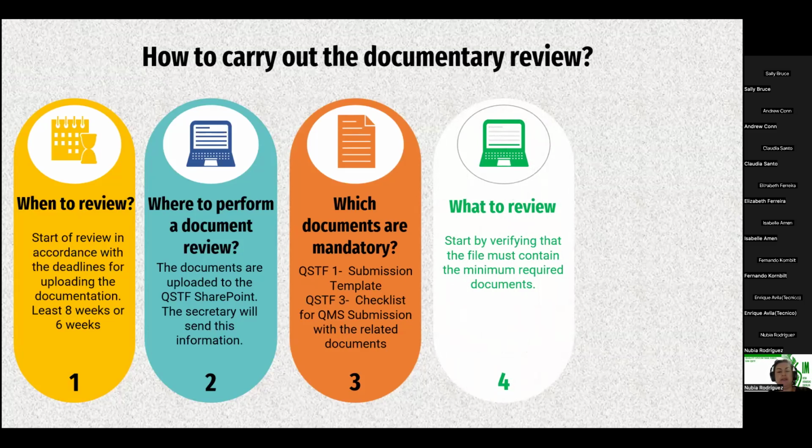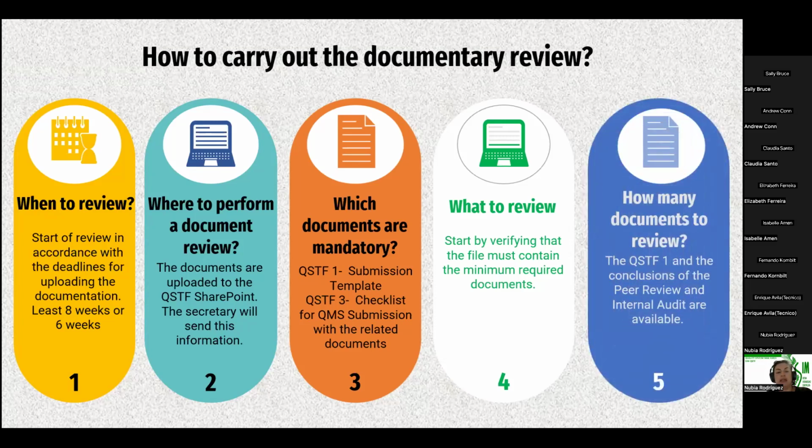What to review? Start by verifying the files that must contain minimum required documents like QSTF-3, the checklist to verify each one of the minimum requirements of documents that were received and where are they filed. Also, you can use a cross-reference from QSTF-3 to review internal audits and peer reviews or the accreditation body's report if applicable. Review the findings and impacts on CMCs.